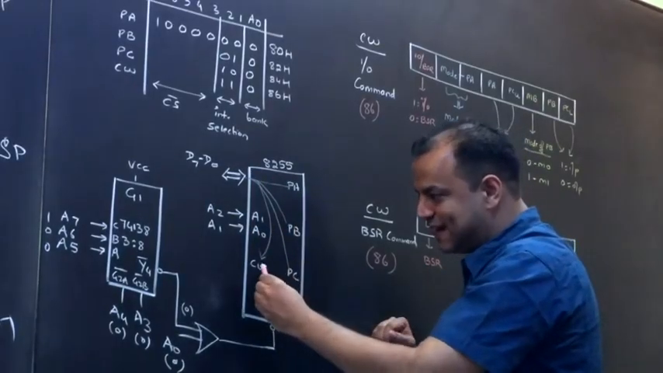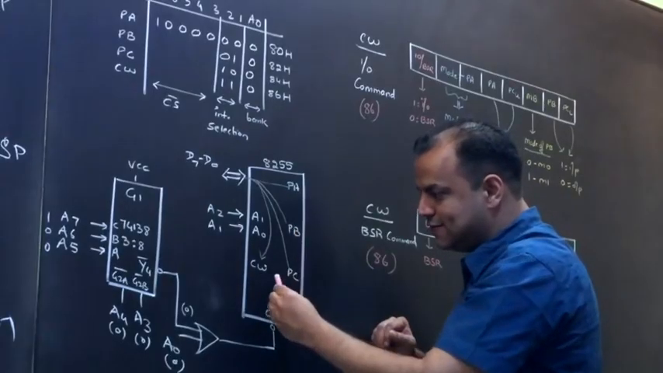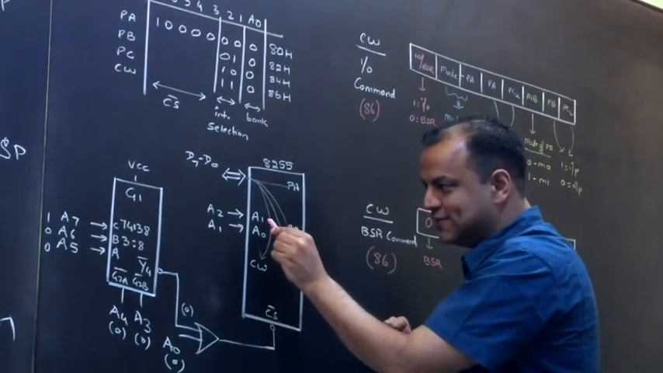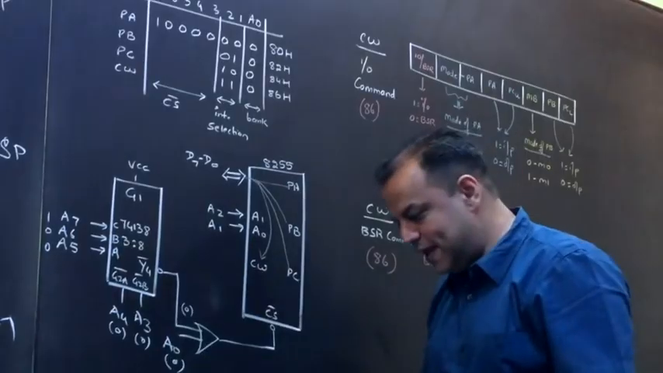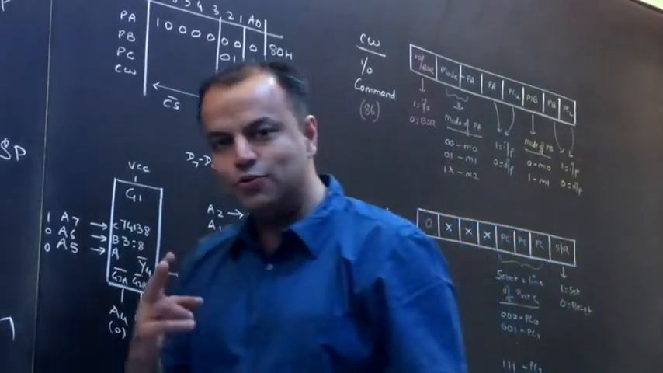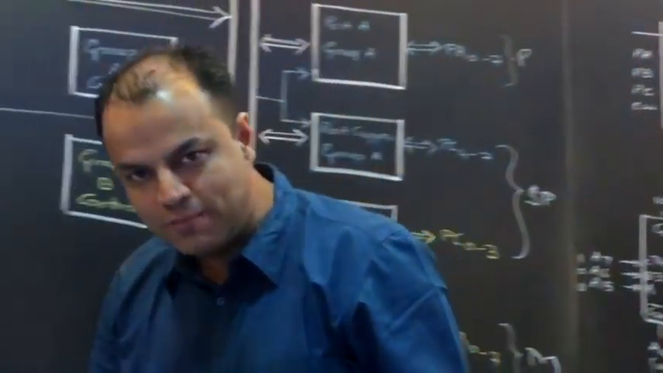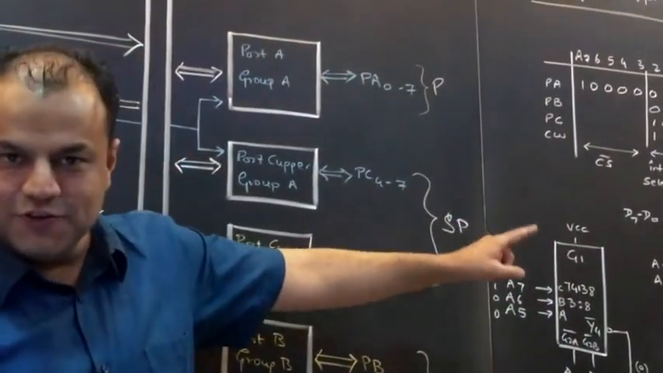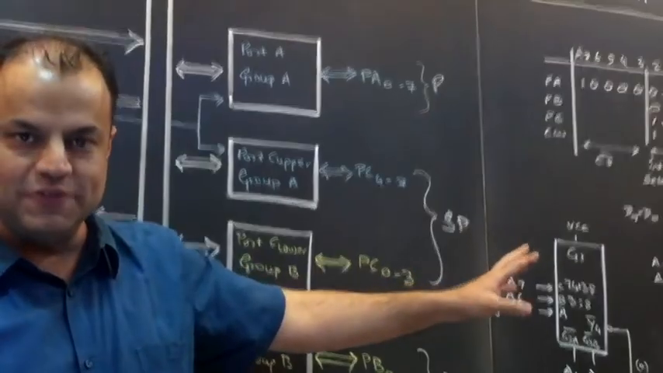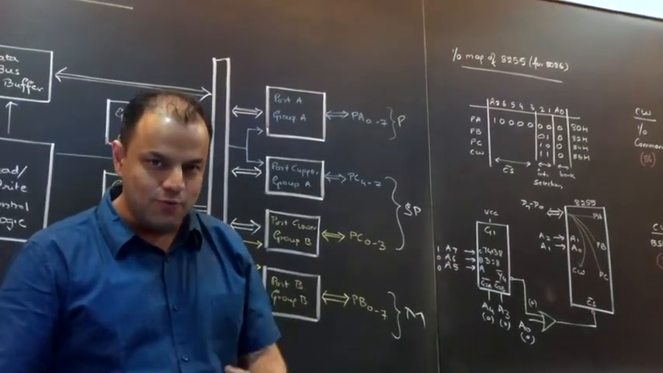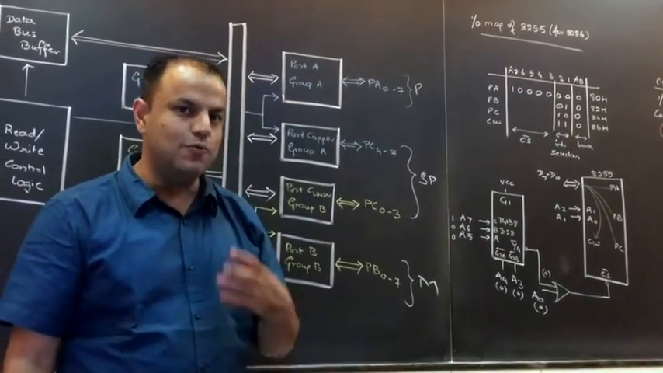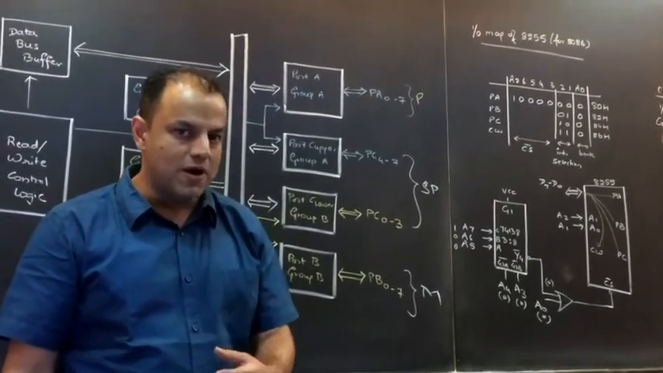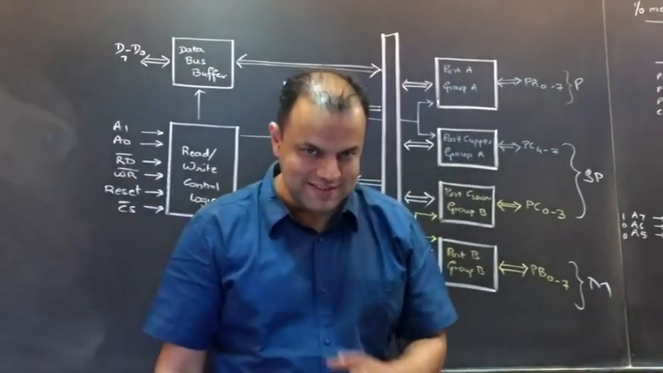Now, who decides where it will go? That is decided by these 2 lines, A1 and A0. A1 and A0, first of all, are 2 lines. 2 lines will give you how many options? 4. So if A1, A0 are 0, 0, port A will be selected. If they are 0, 1, port B will be selected. 1, 0, port C, 1, 1, control word. Tell me, did you understand?